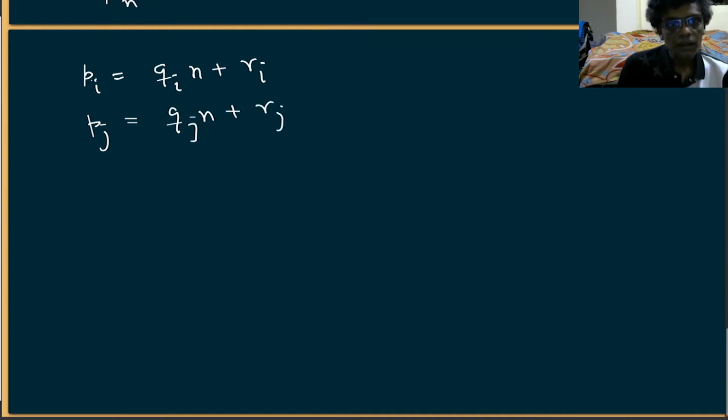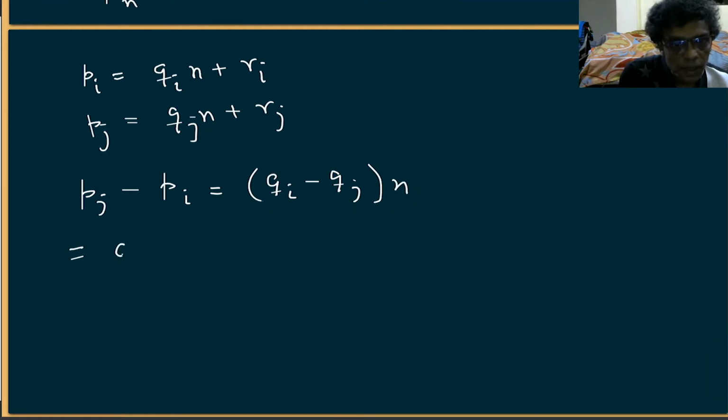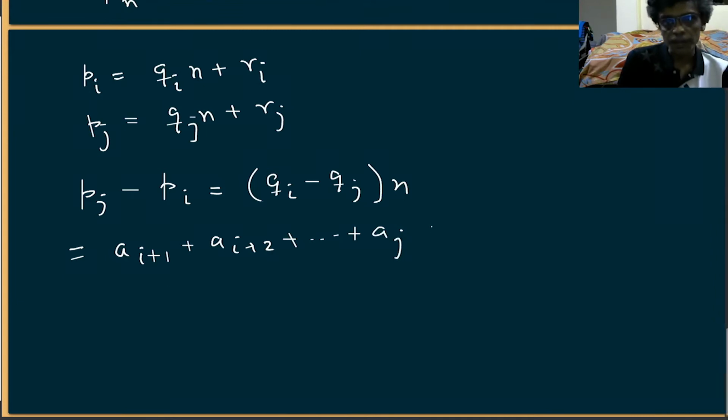If I subtract this from this and use the result that Ri is equal to Rj, we see that Pj minus Pi is a multiple of n. But what is Pj minus Pi? This is nothing but A(i plus 1), A(i plus 2) up to Aj. So this is the non-empty subcollection. Because j is greater than i, this is non-empty, and they add up to some multiple of n. So that is my example 3.